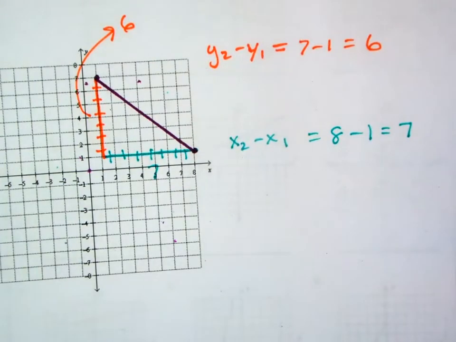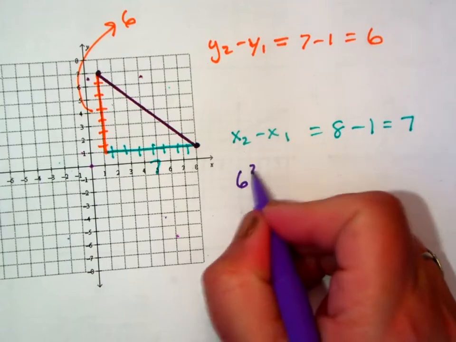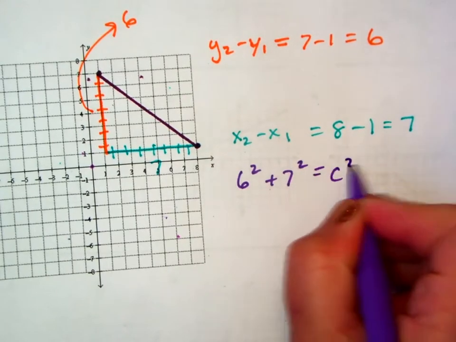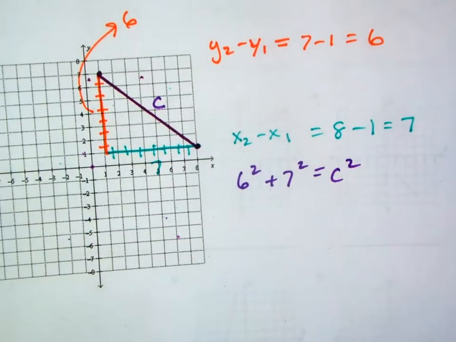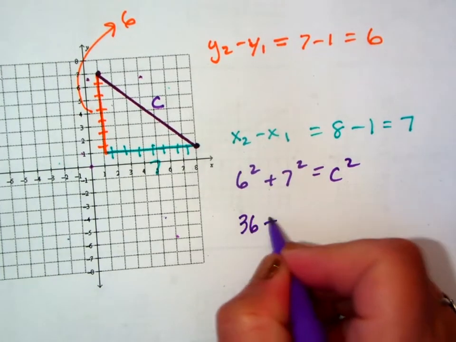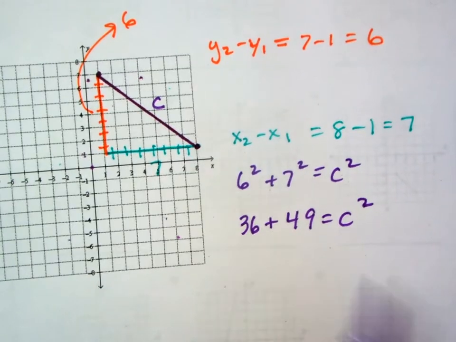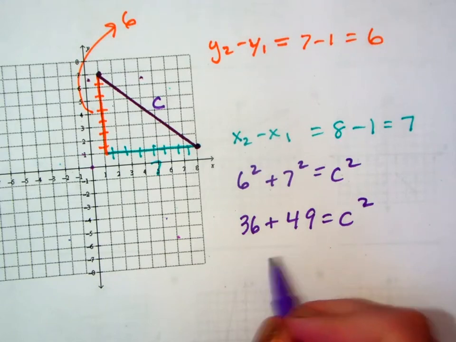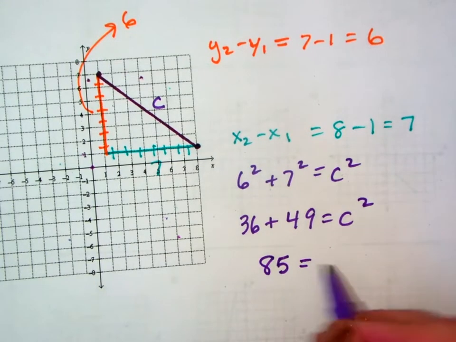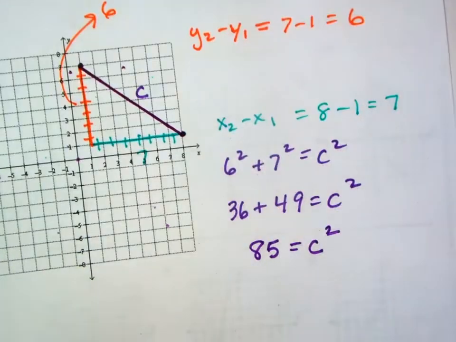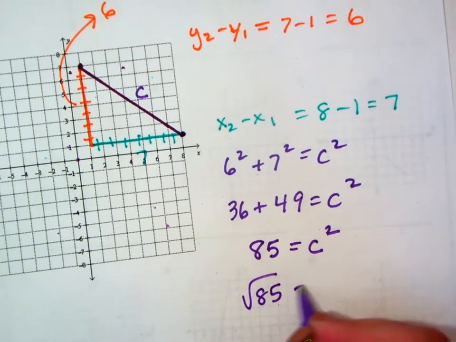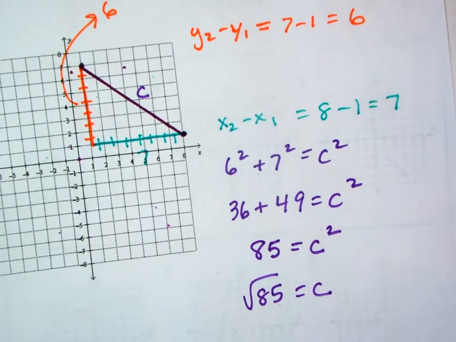And then I'm just again going to use the formula for the Pythagorean theorem. I'm going to do 6 squared plus 7 squared equals c squared, and this here is that c. That's 36 plus 49, which is 85. So then you'll take the square root, and the square root of 85 is c. If you wanted to, you could round it to the nearest tenth if you had a calculator, and that would be fine.